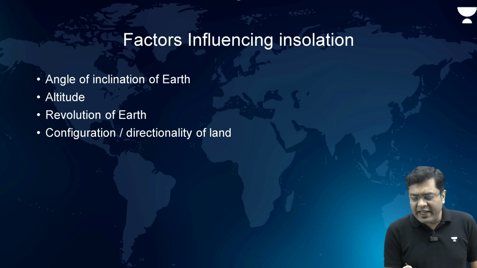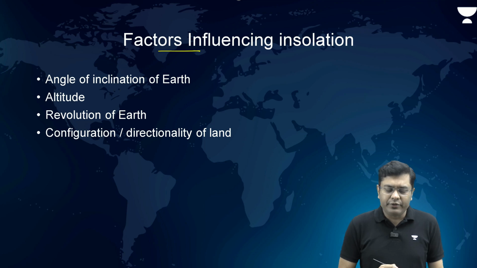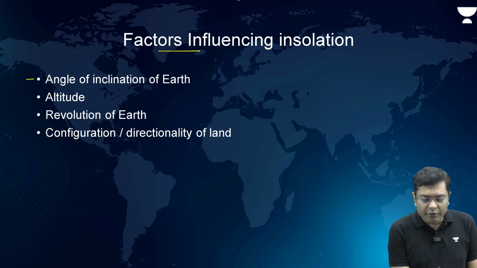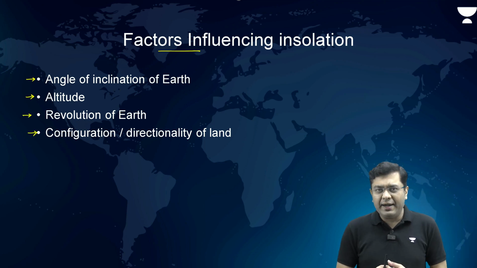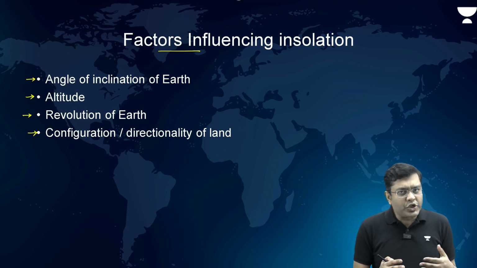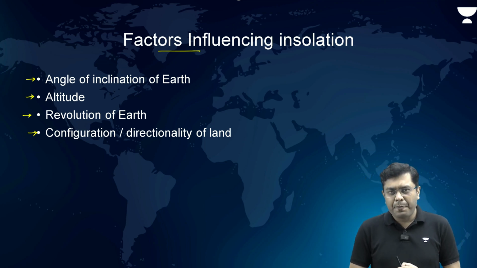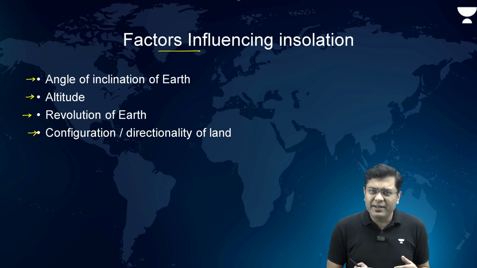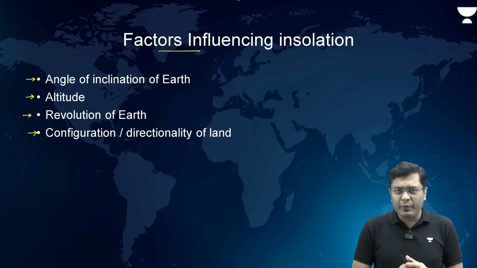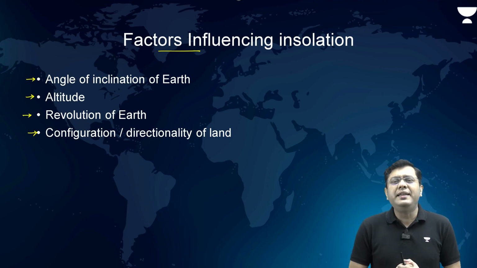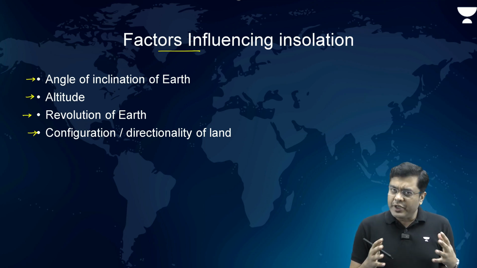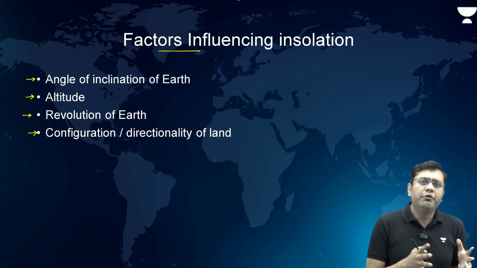So when we take a look at the factors influencing insolation, we have the angle of inclination of Earth, the factor of altitude, revolution of Earth, and configuration or directionality of the land. That is, in which direction the land is actually facing. These are amongst the major factors. There are other factors as well. But let us take a look at these major factors which lead to a variation in insolation from one region to another.